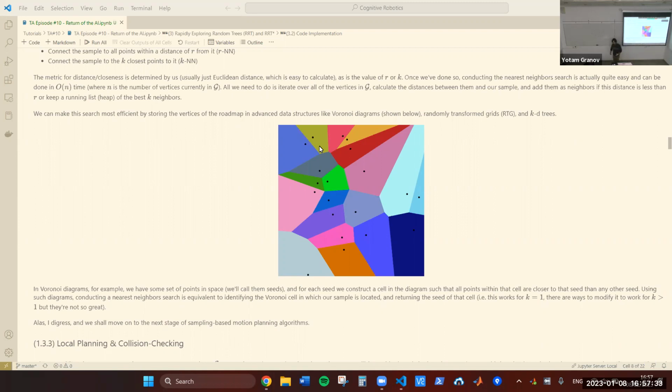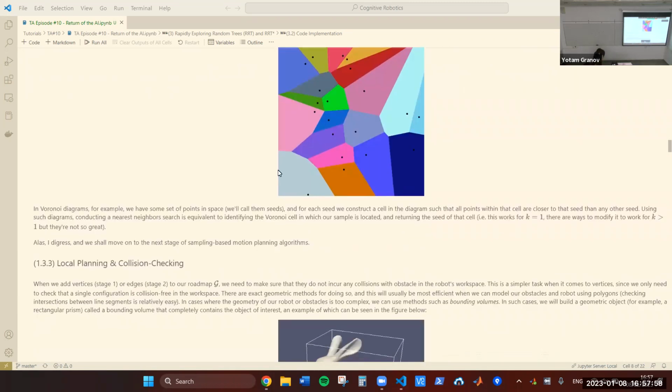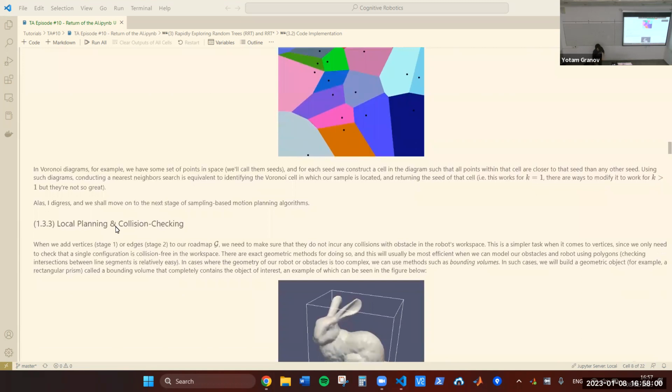This is a very useful way to calculate nearest neighbors, specifically in the k equals 1 case. If I'm looking for one nearest neighbor, I actually need to find out, if I have a point in the blue, which cell is the blue? Which seed does that correspond to? That's all I need to do in order to identify the nearest neighbor. So that can speed up some calculations in that sense. We'll see this again later because it'll be relevant for RRT. But as I wrote here, I'm digressing.